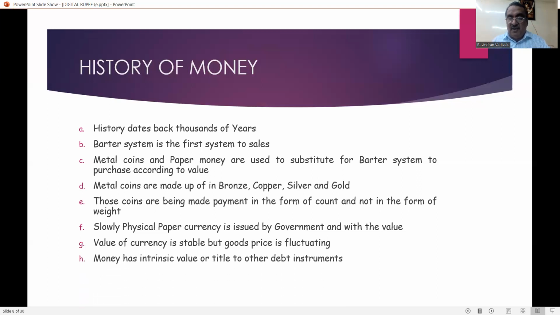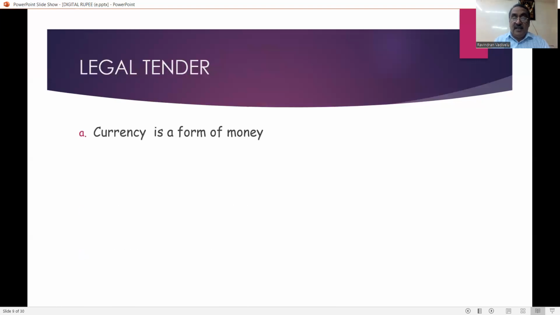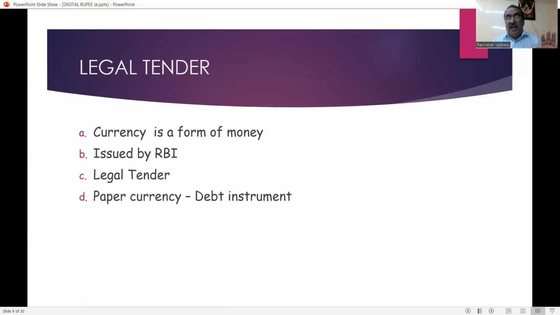And money has the intrinsic value or title to other. Suppose it's a title. If you are holding 2,000 rupees, then that is your ownership. Even you can pay this as a debt also. So it has got a debt instrument value as well as the money value. The government said the currency issued by Reserve Bank of India is a legal tender. So currency is a form of money and it is being issued by RBI. It's a legal tender. So the entire citizenry of India can use it. And it's a paper currency as well as it's a debt instrument also.